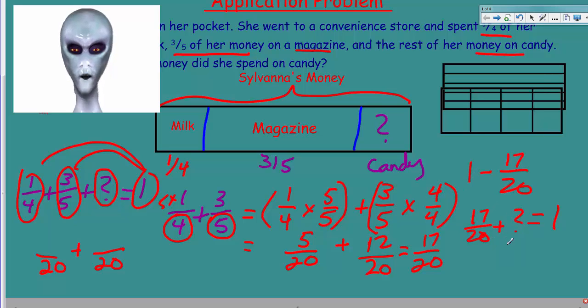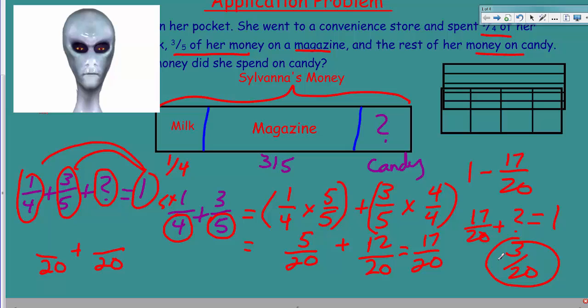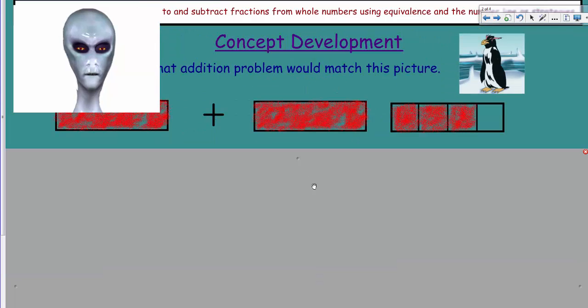I'm thinking probably a lot of you are going, yes, 3/20, Mr. Wara. 3/20 because 17 plus 3 is 20. 20 over 20 would equal 1. So therefore, the fraction of money she spent on candy was 3/20. Yes, I like it. So let's go ahead and go on to our next problem.